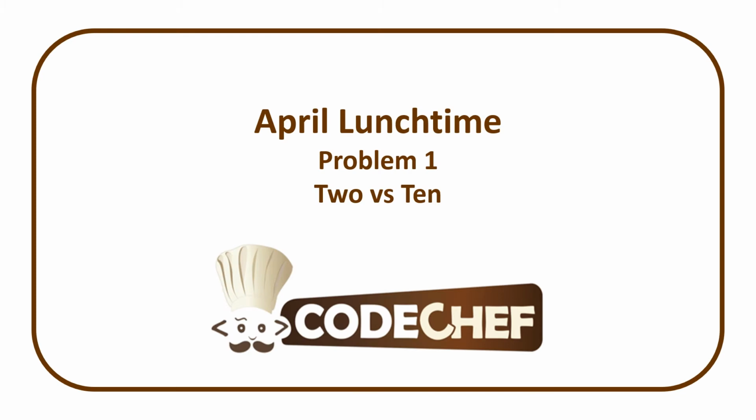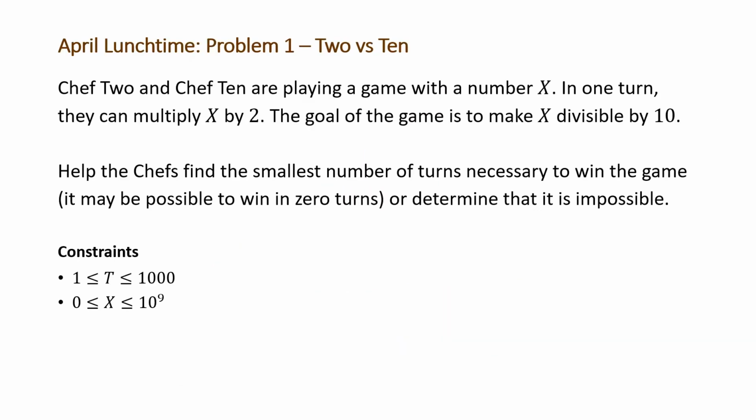The problem that we'll be covering in today's video is problem 1 from the CodeChef April Lunchtime contest, entitled 2 versus 10. The problem states: Chef 2 and Chef 10 are playing a game with a number x. In one turn, they can multiply x by 2. The goal of the game is to make x divisible by 10. Help the chefs find the smallest number of turns necessary to win the game. It may be possible to win in 0 turns, or determine that it is impossible, in which case we will return a -1.